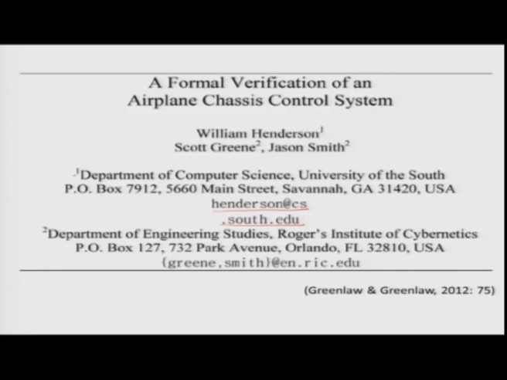Then the other two, Scott Green, Jason Smith, both have the same superscript number. It means both of them are from the same institute. They are from Department of Engineering Studies, Rogers Institute of Cybernetics, and then the details. Then there is also a mail ID.